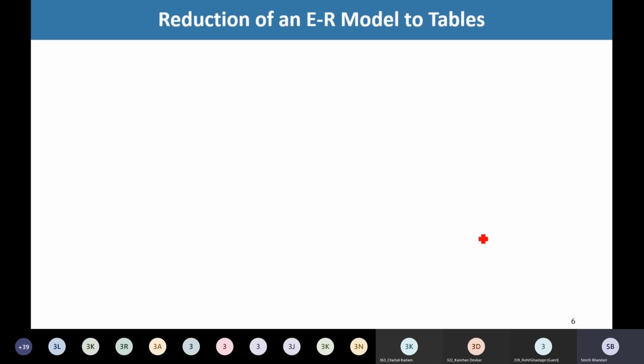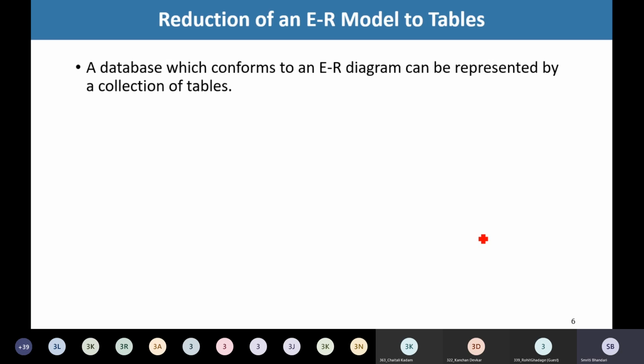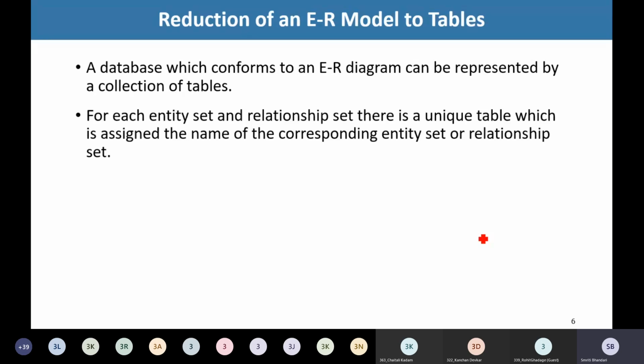So what we mean by tables? Tables are the integral parts of the relational model, right? And that is why whatever is our ER model, we are supposed to convert it in the form of relations in relational model or tables in the relational model. Right? So, a database that has been represented by means of ER diagram, now it can be represented by means of a collection of tables.